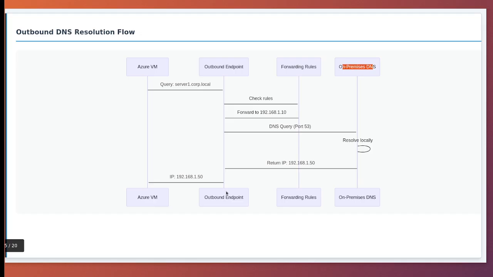Your on-premises DNS server receives this query just like any other. It doesn't know or care that it came from Azure. It resolves server1.corp.local from its local records and sends the response back. The Azure virtual machine receives the IP address and can now connect to your on-premises server. This seamless resolution enables hybrid applications where components span both Azure and on-premises environments.